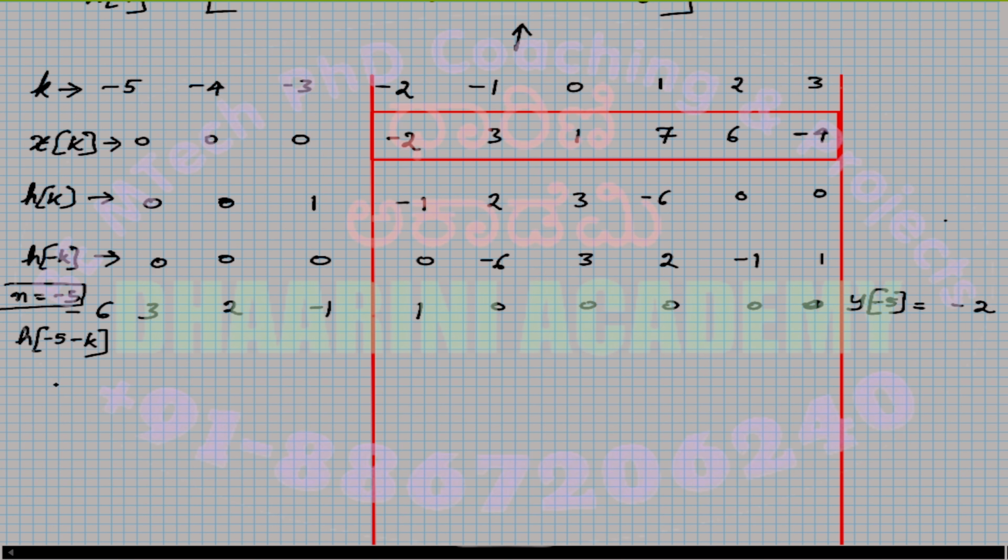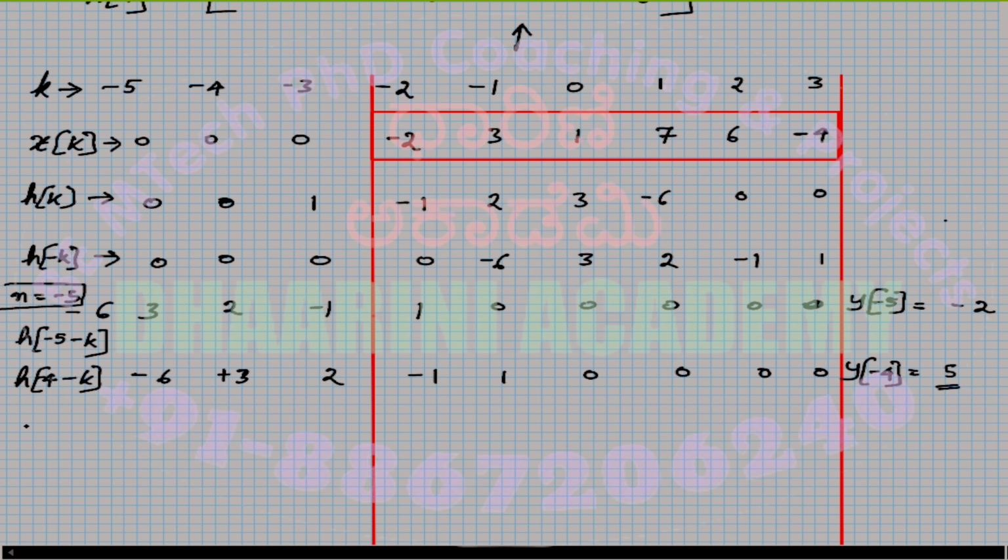-2. Okay. Now you make another shift. So that is h of, add 1 to that. Okay. -4 minus k. So -6 enters into this place. This is +3. Then a 2, -1, 1, 0, 0. So now you calculate what is y of -4. Okay, so that is 5.